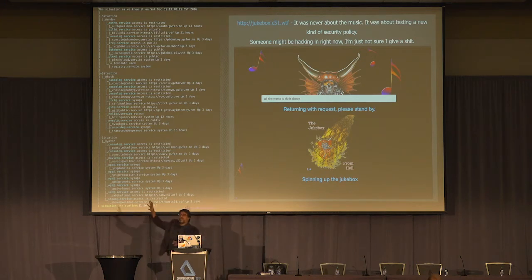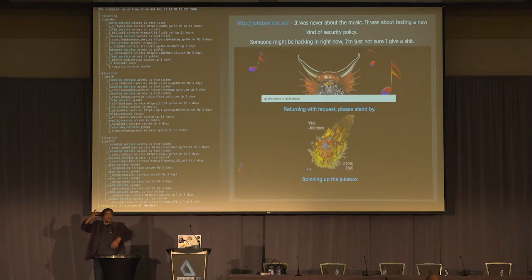By the way, while that machine was being hammered and dropping and restarting itself and dying, right next door to it, somebody who's legitimately using it is looking at their instance and running it and playing it.